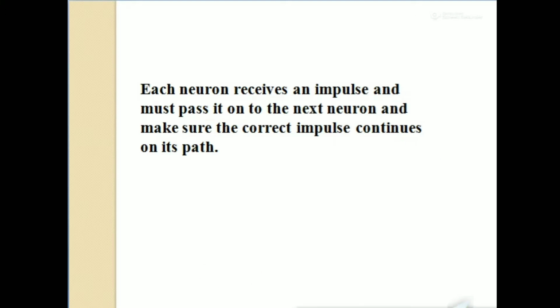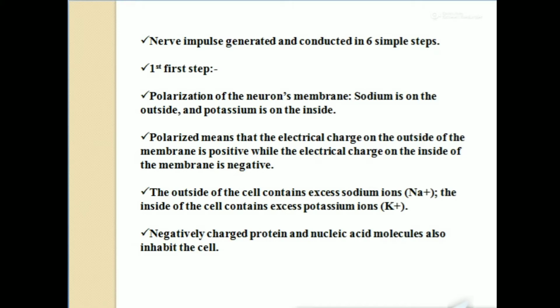How does this impulse provide information, coming from that region and moving to that region? This procedure is divided into 6 steps. A nerve impulse is generated and conducted in 6 steps. What is the first step? It is the polarized state. The first step is known as the polarized state.